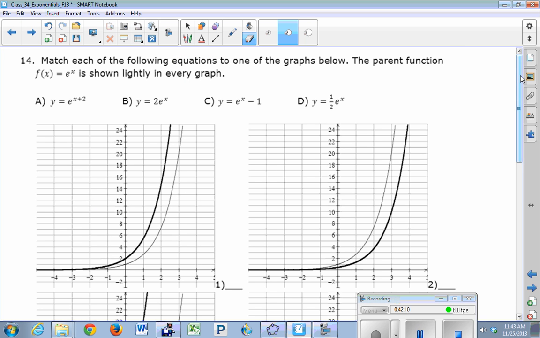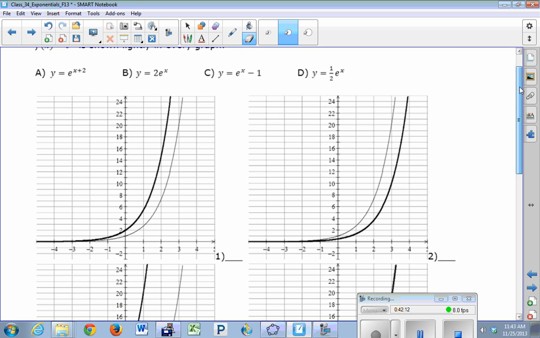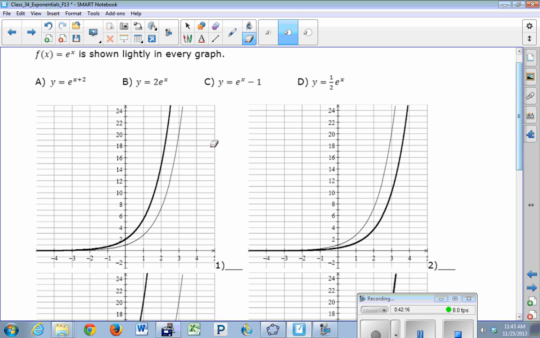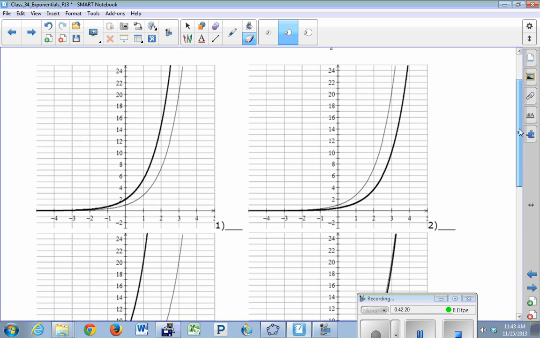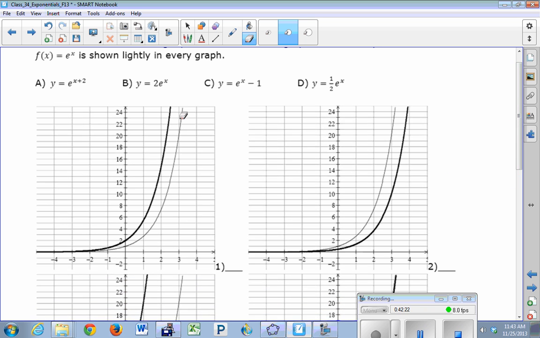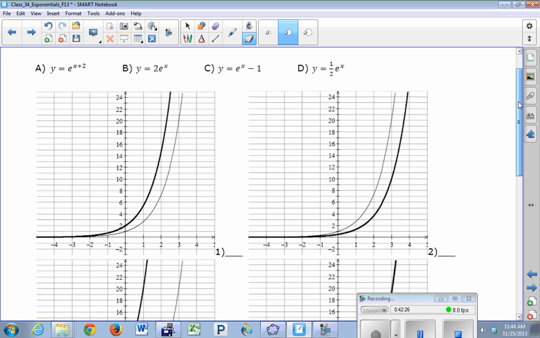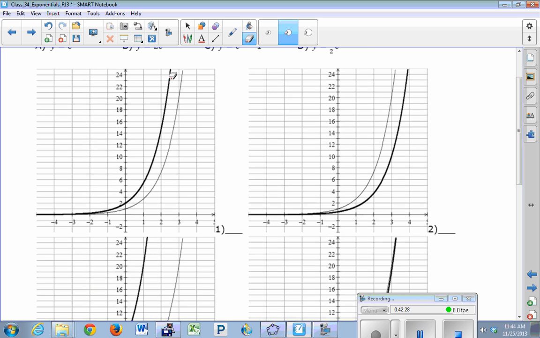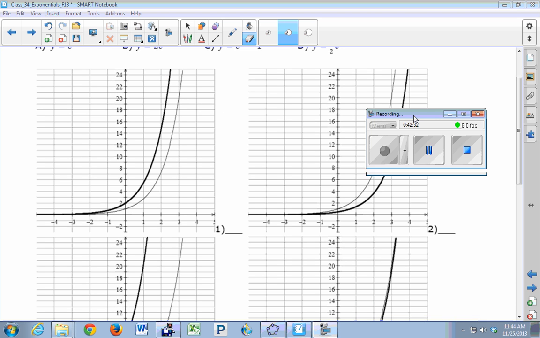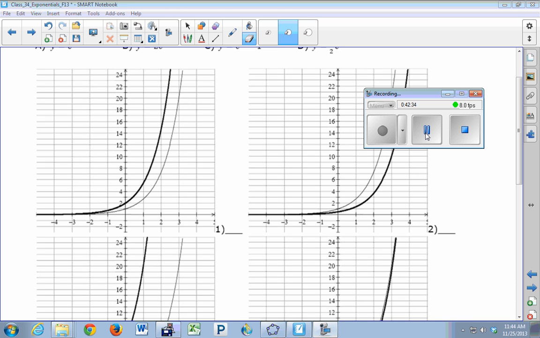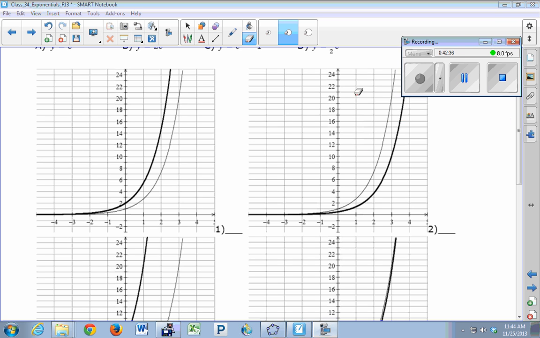So here are 4 exponential functions that have had transformations, and I just want you to put the letter of the graph beside the number here. So the parent function is this really light graph here, and the transformation is the heavy one. Do that for homework, because I have to go get Caitlin, because she was supposed to be in here 5 minutes ago so you could do the student evaluations. So do this for homework for Wednesday.